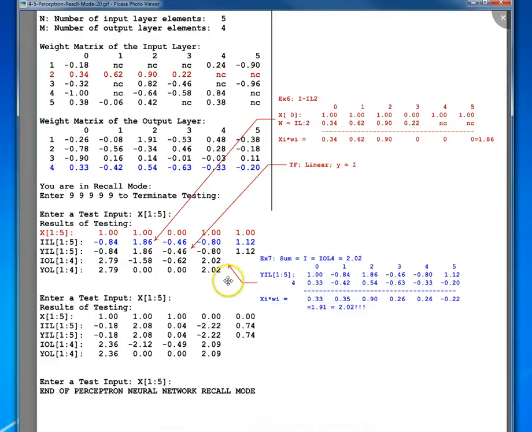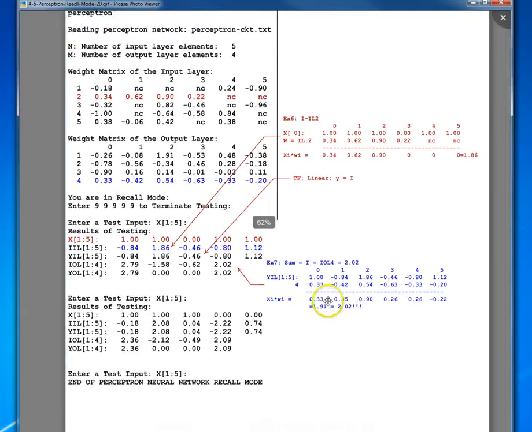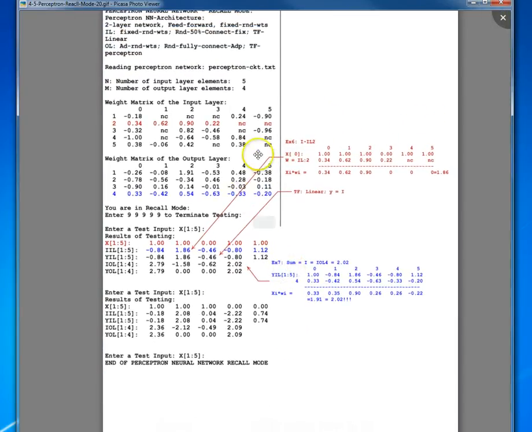For any other inputs, if you apply different inputs, the outputs are going to be different values. It's not necessarily the same value. So in the test mode, for any given input, it reads the trained network weight matrices and essentially performs one forward pass: apply the input, compute IL, compute YIL, compute IYL, compute YYL, and that gives you the recall mode.